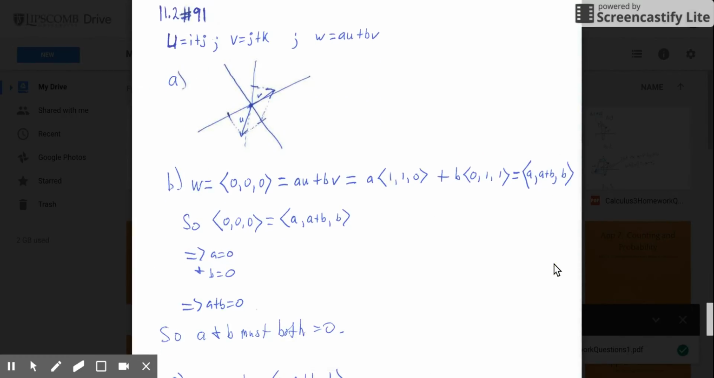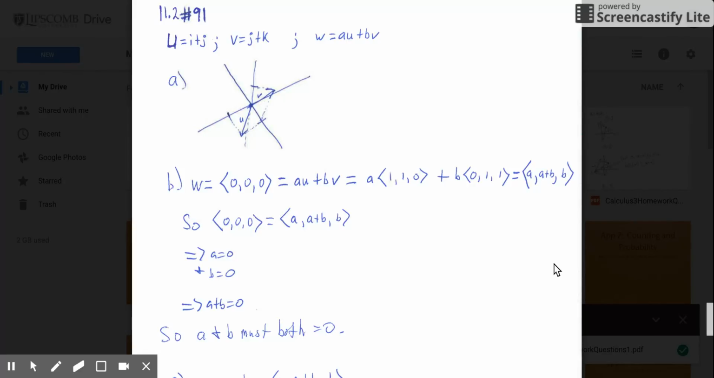Number 91. We have vectors u equal to i plus j, vector v equal to j plus k, and vector w equal to au plus bv. And we're asked to do a few things. First, we're asked to sketch u and v. So we have the sketch there.